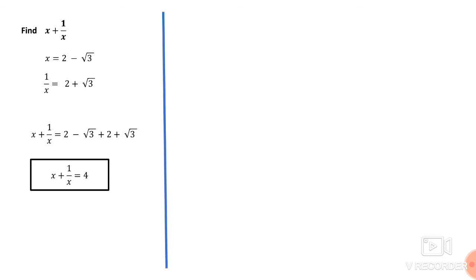To find x square plus 1 upon x square, we will simply do squaring of x plus 1 upon x. X plus 1 upon x is equals 4. To find x square plus 1 upon x square, we have to take a square on both sides. Applying square on both sides, here we can see we can directly find the square of 4, but on left hand side, we have to apply the formula, because we have x plus 1 upon x. Two things are added together and we have to find its square.